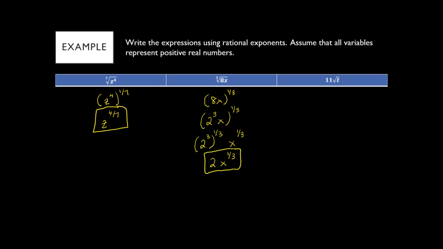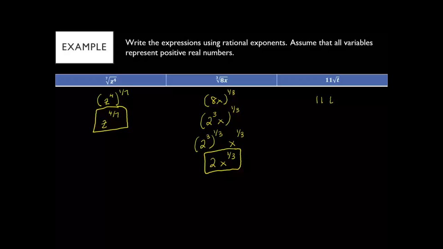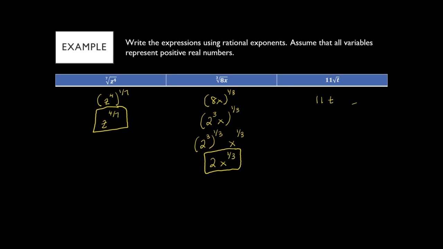So I've rewritten it using rational exponents, and then I went further and simplified it so that I can get it into basically lower terms or smaller numbers. Now on the right, we have 11 and then the square root of t. So that's 11, and t is the only thing that gets the exponent because that's the only thing in the square root, and the square root is equal to a 1/2 exponent. So this is equal to 11 times t to the 1/2. Any questions?